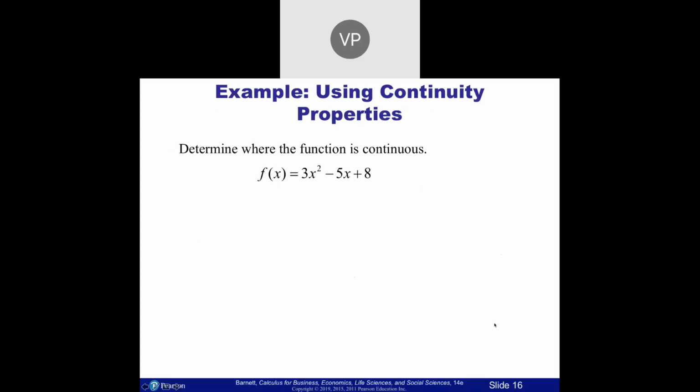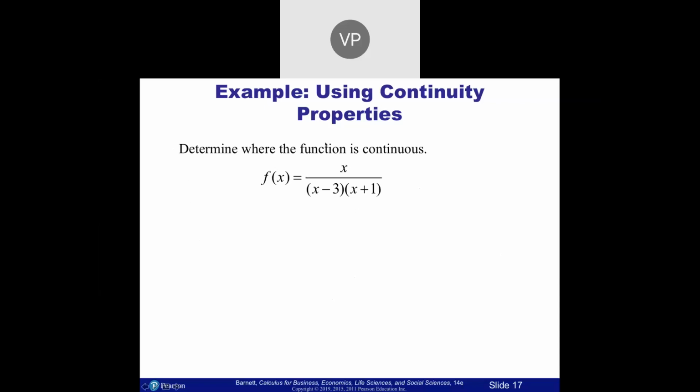Okay, so let's get to some actual examples here. Here we have a polynomial. I see 3 terms: a power of 2, a power of 1, and a constant. Therefore, every piece is going to be continuous, so the whole function is going to be continuous and exist everywhere. The answer is this thing is continuous for all x, or from negative infinity to infinity if they ask for interval notation.